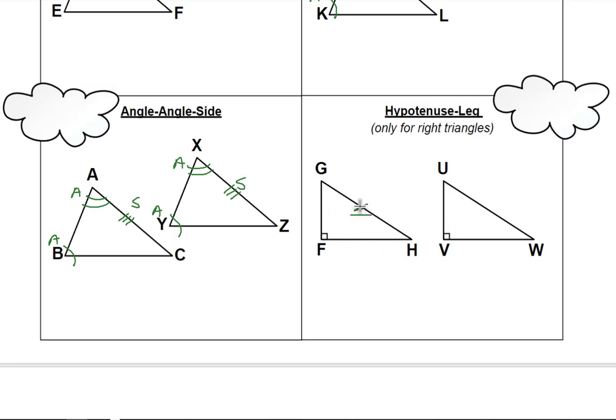And for hypotenuse leg, first off, you have to have a right triangle. And then you're dealing with the two hypotenuses being congruent and then the two legs being congruent. And we call that hypotenuse leg. It's the same as SSA, but SSA only works for right triangles, so we call it hypotenuse leg. And it's always good to trace out the patterns to see what you've got. So again, SSA only works for right triangles, and we call it HL to remind us of that.